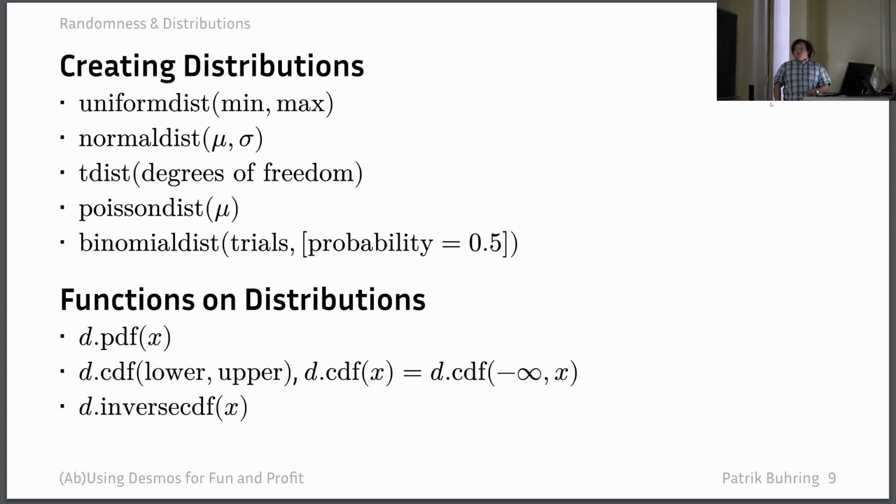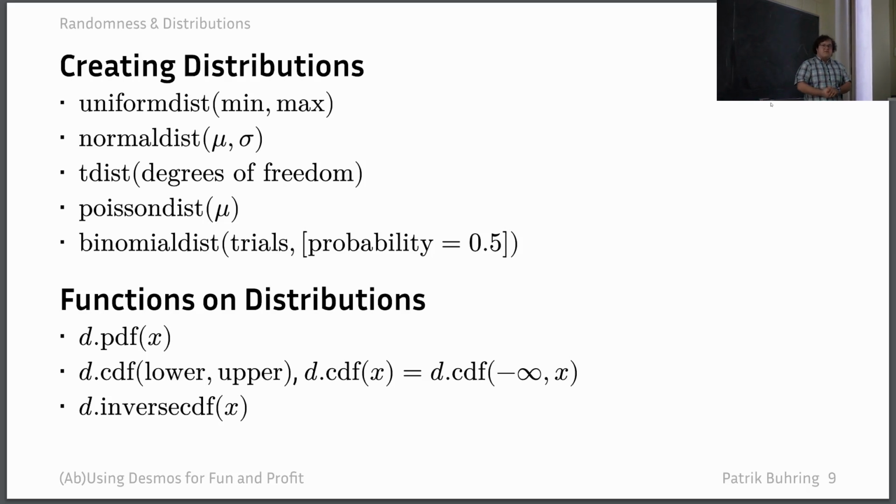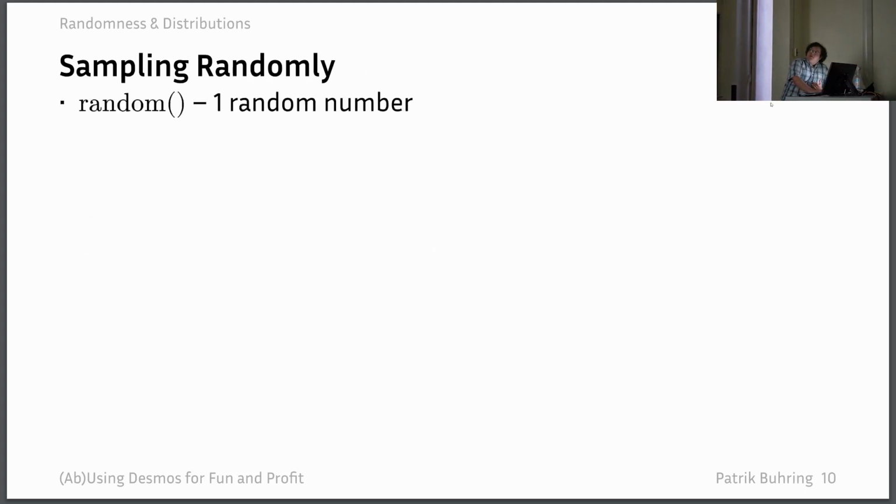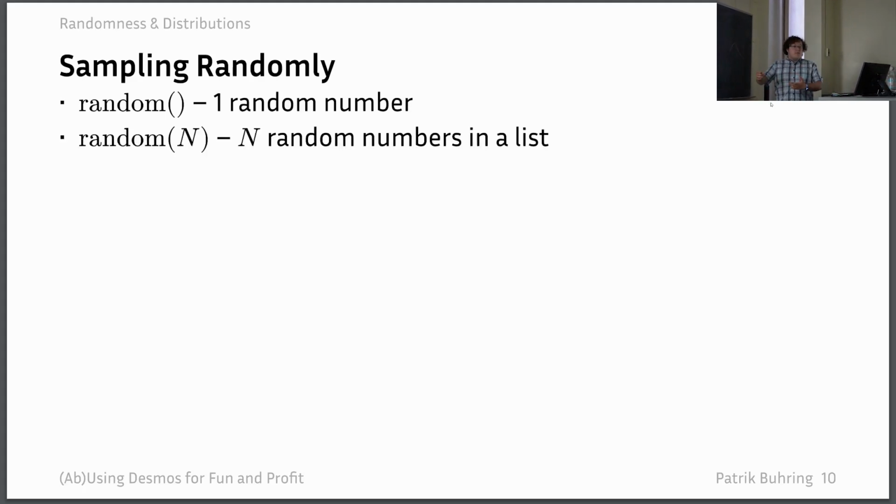And finally, if you actually want to sample your distribution manually for some reason, although you can sample it, and we'll see how that works later, you can just say D dot inverse CDF, and then that gives you the inverse cumulative distribution function. So for random sampling, we can just say random, and that gives us one random number. If you say random of n, where n is an integer, you get n random numbers in a list.